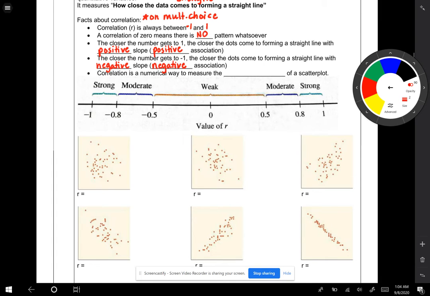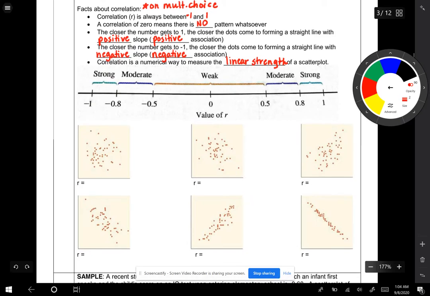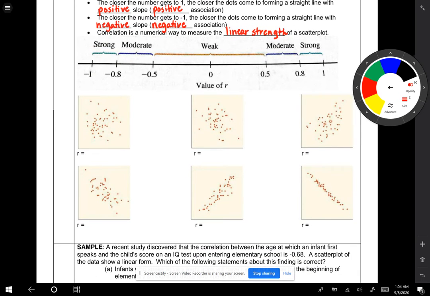Correlation is a numerical way to measure the linear strength of a scatter plot. If you look below, you have basically a number line from -1 to 1, and it indicates where the weak, moderate, and strong relationships are for both the positive and negative direction. Anything with a correlation from -0.5 to +0.5 is considered weak. From 0.5 to 0.8, either positive or negative, is considered moderate. And then 0.8 to 1 is considered strong.